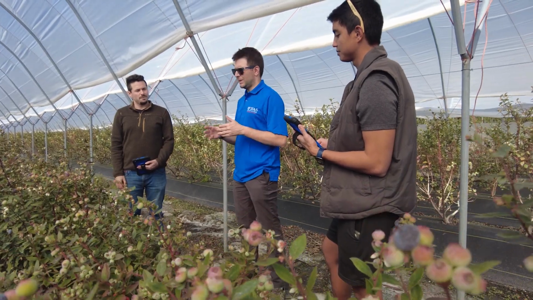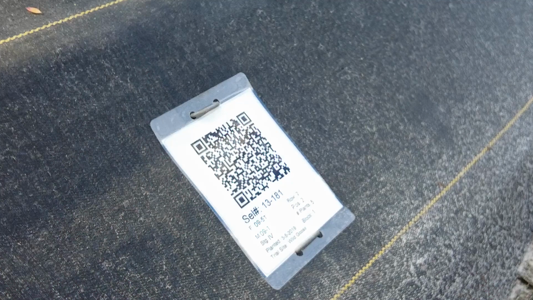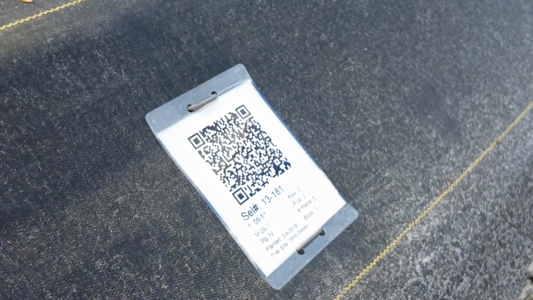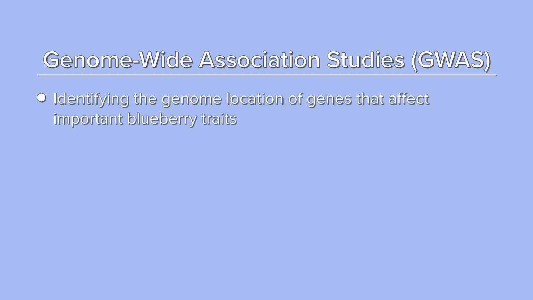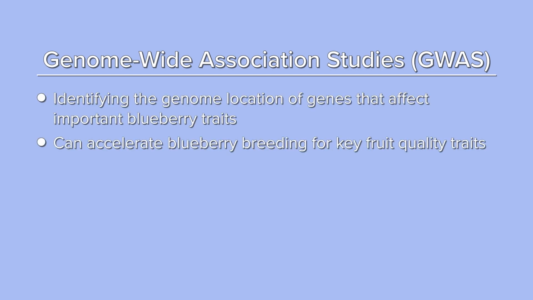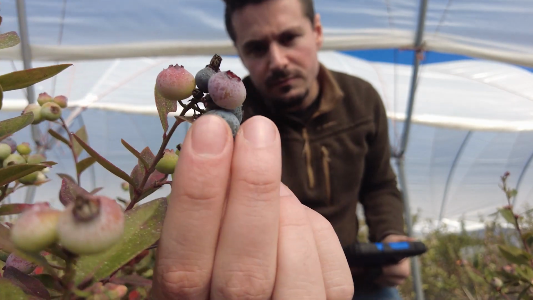In this video, we will learn how Dr. Felipe Ferraro in Dr. Patricio Munoz's program uses a barcoding technique to aid genotyping and phenotyping efforts. Genotypic and phenotypic data are then applied to genome-wide association studies, GWAS, that predict future plant performance and can accelerate blueberry breeding for key fruit quality traits.